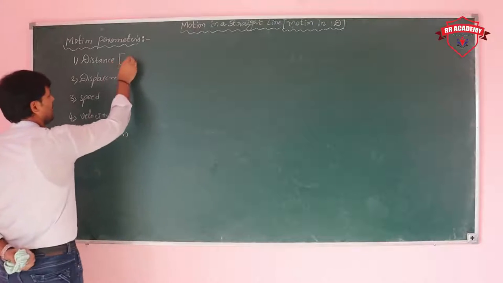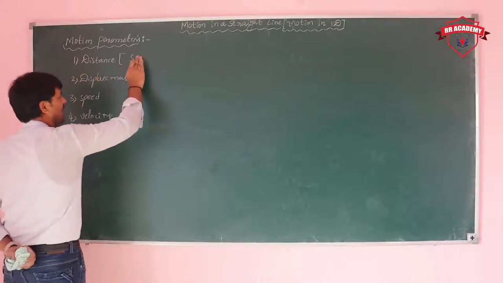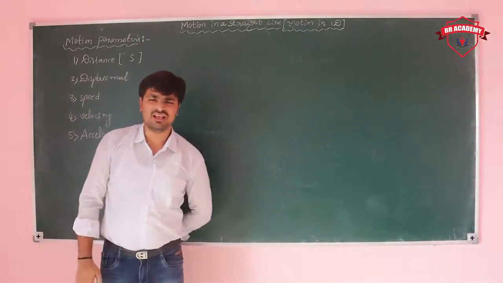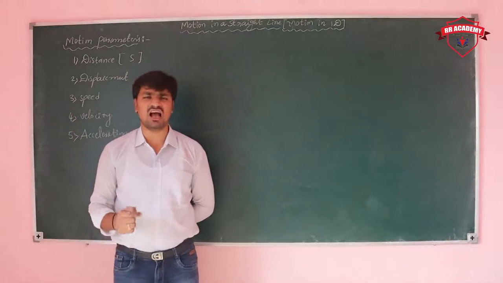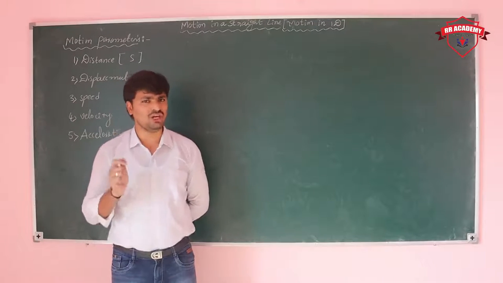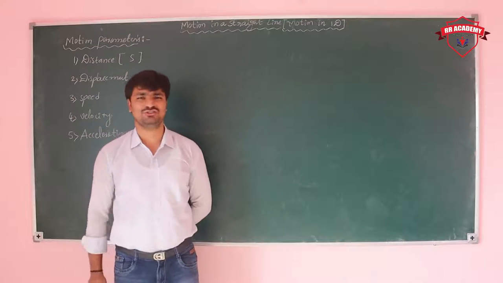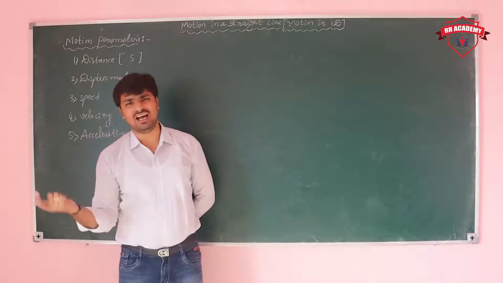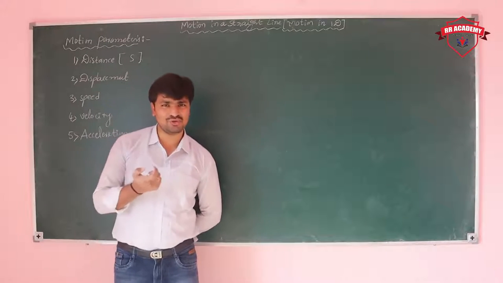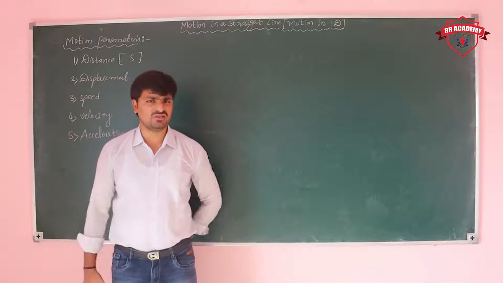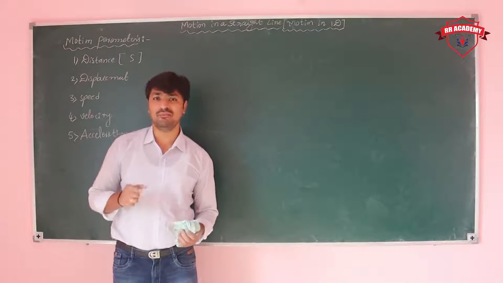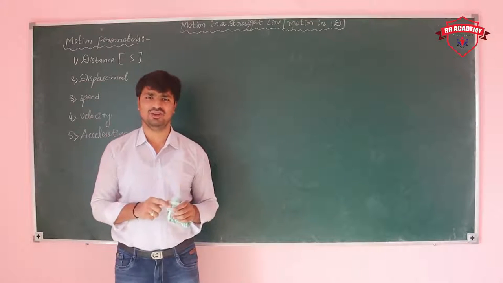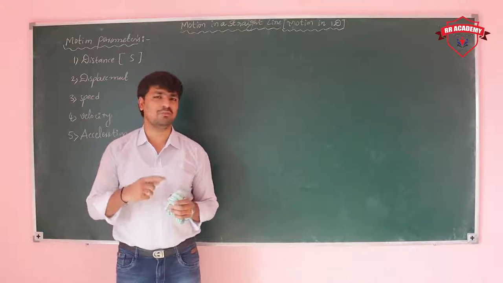Generally, distance we are representing with the letter S, and it is a scalar function. What is scalar? Scalar means a physical quantity which is having only magnitude. If a physical quantity is having both magnitude and direction, that is called vector. Magnitude means, a person is walking 5 meters. Then 5 meters is the magnitude.